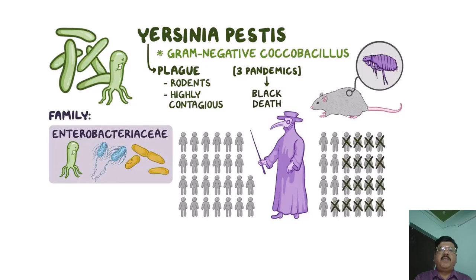So Yersinia pestis is the first organism, a gram-negative coccobacillus. You know, there are three types of plague: bubonic, pneumonic, and septicemic. Rodents act as a reservoir, it is highly contagious, and the vector of transmission is Xenopsylla cheopis, especially in bubonic plague. This Yersinia pestis belongs to Enterobacteriaceae, and it also shows the safety pin appearance or bipolar staining.